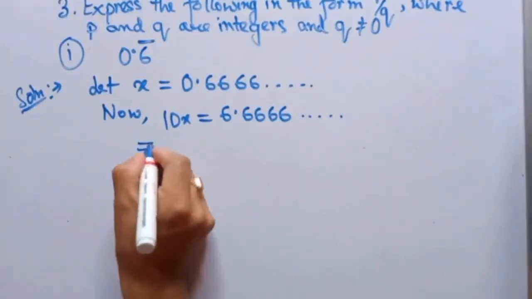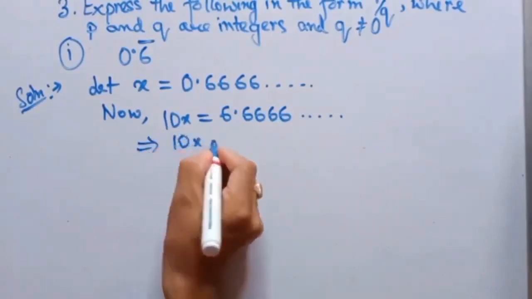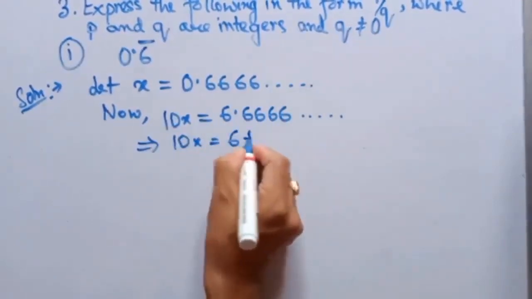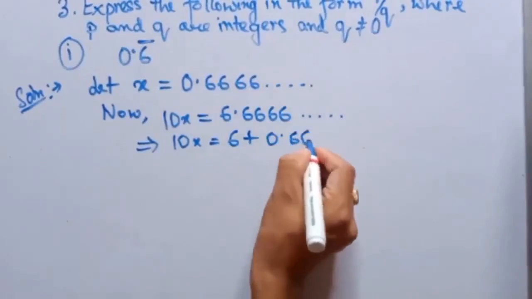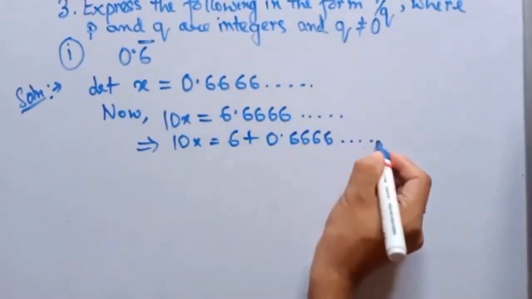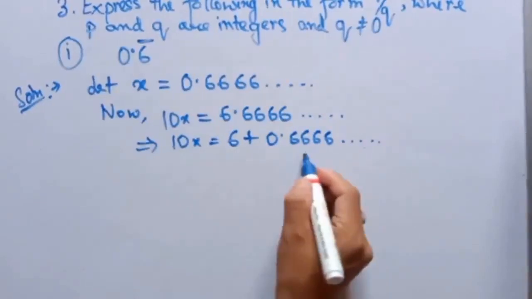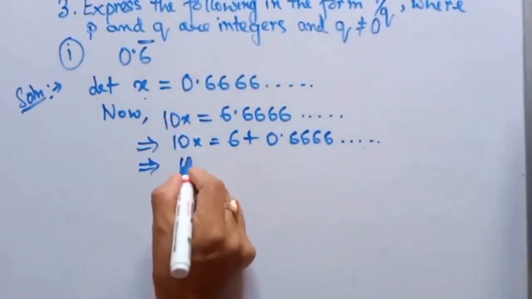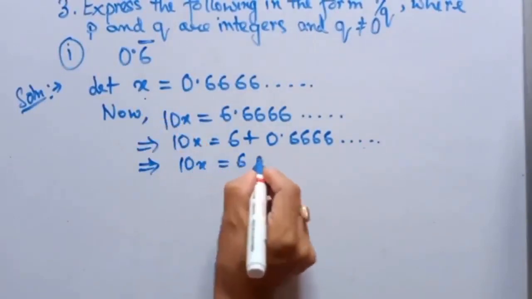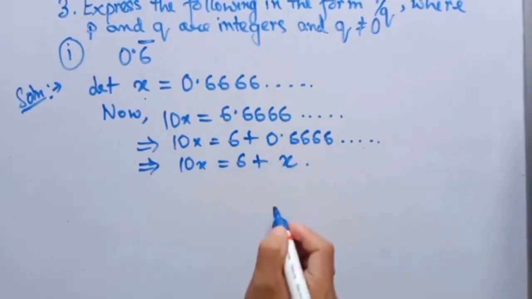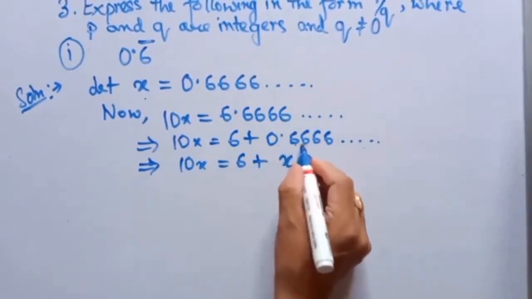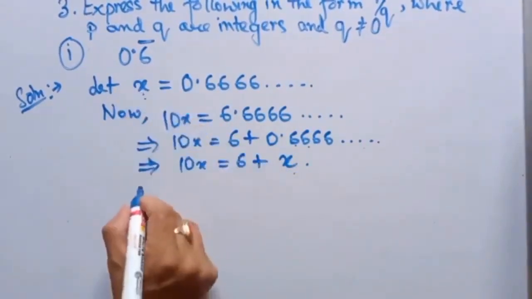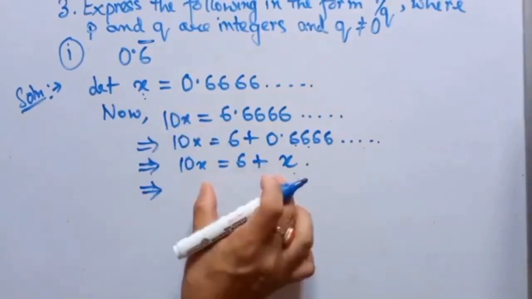Next, this implies 10x equal to 6.666 can be written as 6 plus 0.6666 dot dot dot, such that this number becomes our x. Therefore, this implies 10x equal to 6 plus x, because 0.6666 is equal to x. Then after this we will solve this equation.